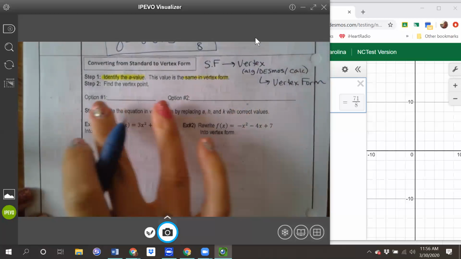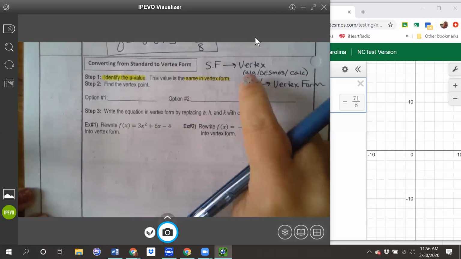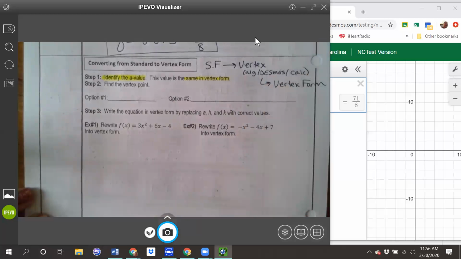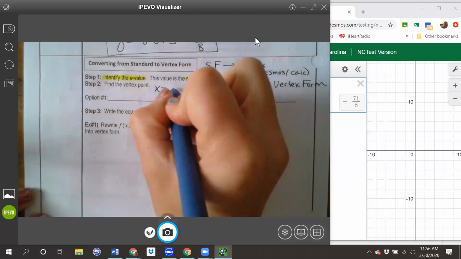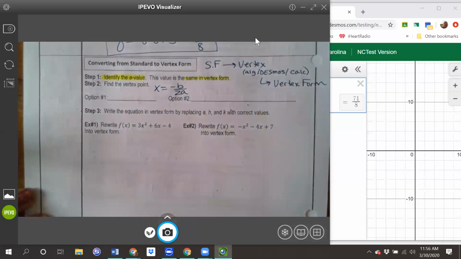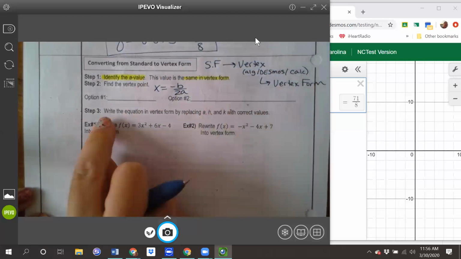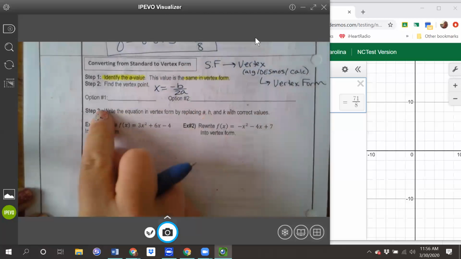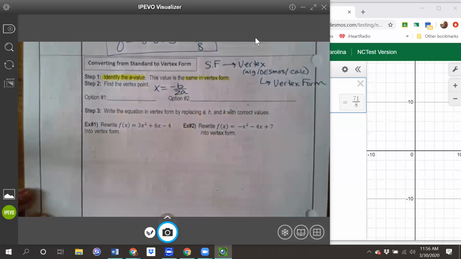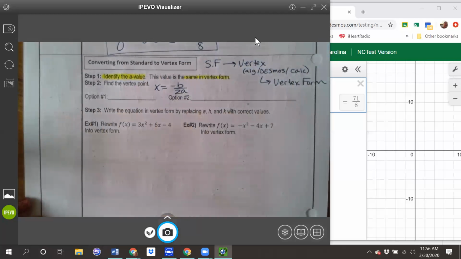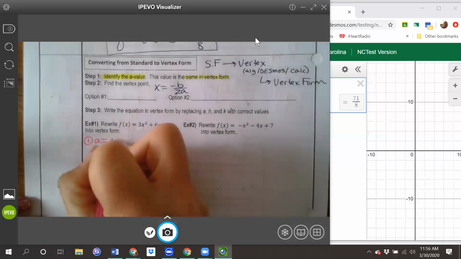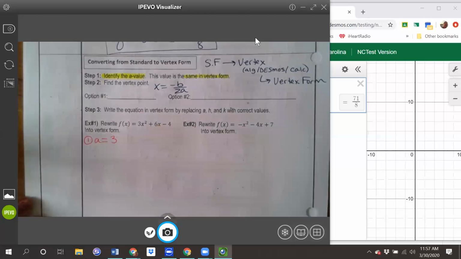So I've already done my option 1 and option 2. Actually, I have 3 options, right? I can use algebra or Desmos or a calculator in order to find the vertex point. Remember, x equals opposite of b over 2a to help us out with that. Once I get the vertex, I write vertex form by replacing the a, h, and k with the correct values, of course. Okay, so step number 1, the thing that never changes is a. So that means that my a value for this problem is 3.